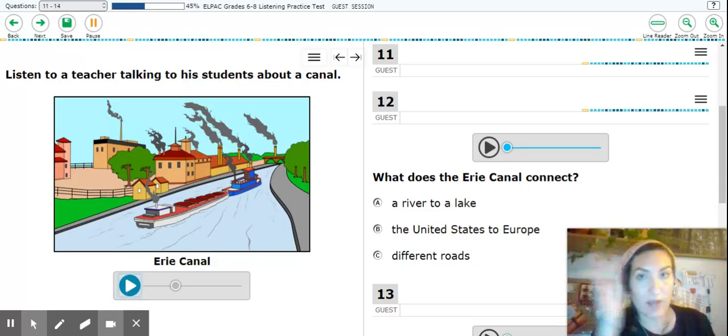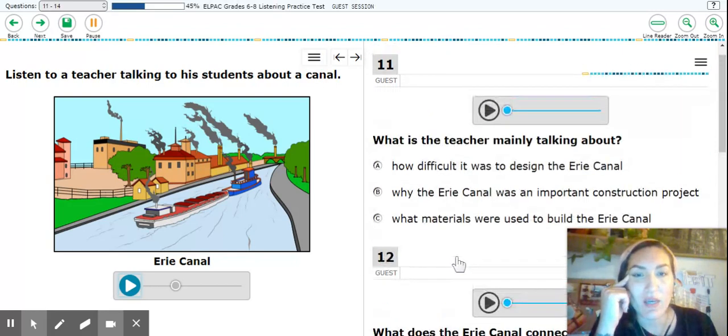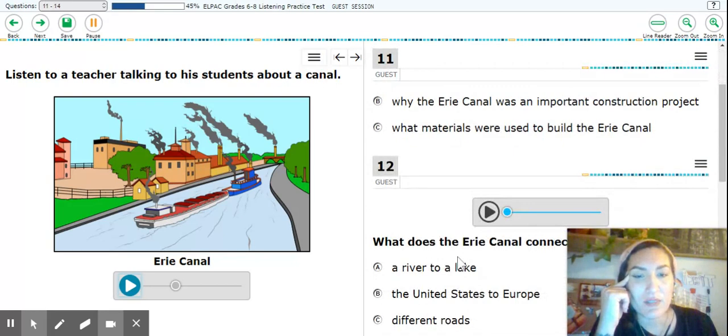Okay, like I said, I'm just going to pause. Utilize the pause. Don't rush through this. Keep digging until the two bodies of water connect. I still don't feel like I have an answer yet, because the question says, what does the Erie Canal connect? And it's only talking about canals in general right now.